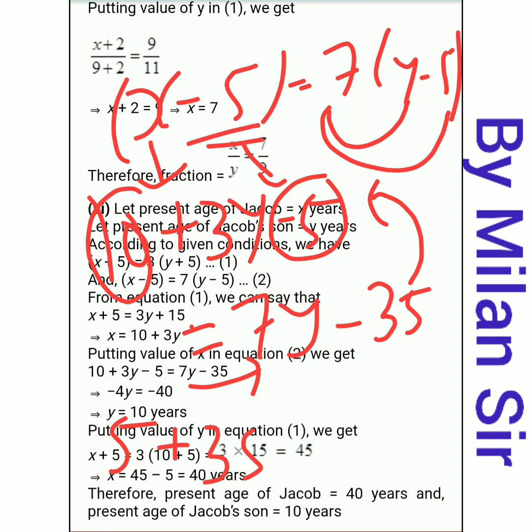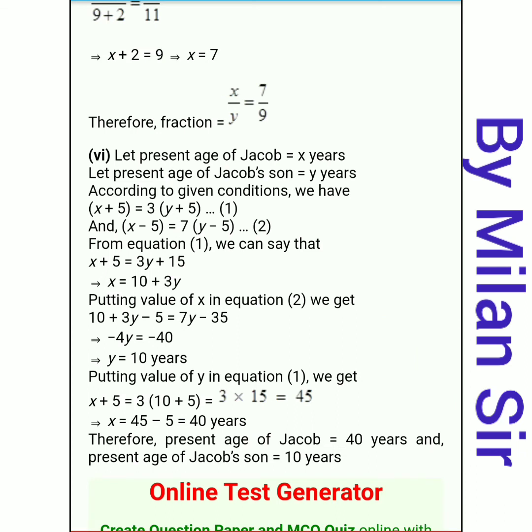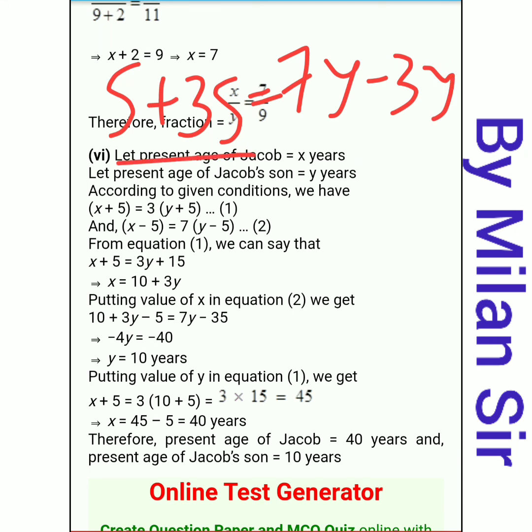Okay, so transfer this 3y to the right hand side, so it becomes minus 3y. 7y is already present on the right hand side, and if I transfer 3y from the left hand side to the right hand side, it becomes minus 3y. So on the left hand side it is 5 plus 35, and on the right hand side 7y minus 3y. Now 5 plus 35 is 40, and 7y minus 3y is 4y.